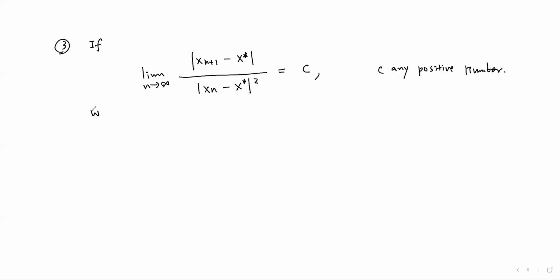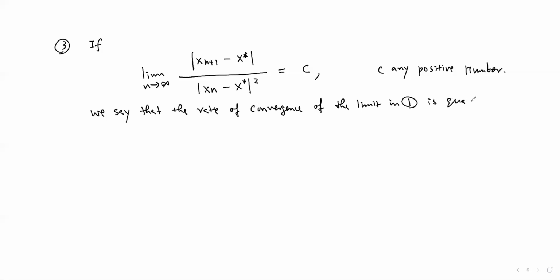Then in this case, we say that the rate of convergence of the limit in equation 1 is quadratic. Quadratic, of course, is faster than linear. A quadratic convergence must be superlinear. How to see that a quadratic convergence must be superlinear convergence?